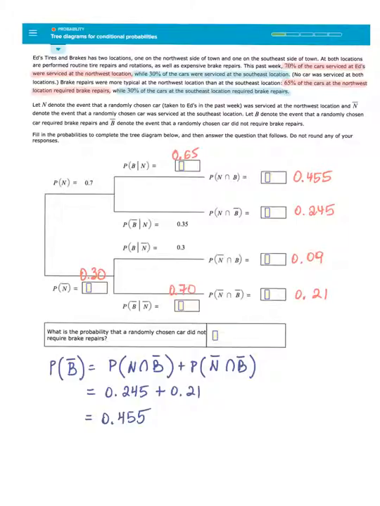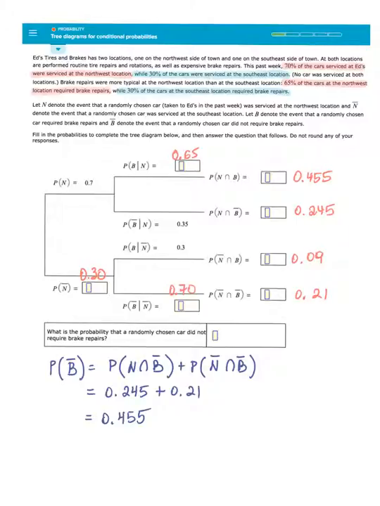Now that we've filled out all the required information in the diagram above, we will attempt to answer the question given to us right here. What is the probability that a randomly chosen car did not require brake repairs? Which means we would like to compute the probability of B bar. Probability of B bar, or not getting brakes fixed, really is made of two pools because we have two locations.